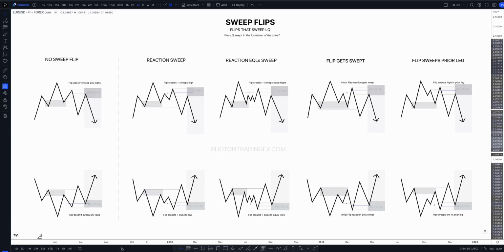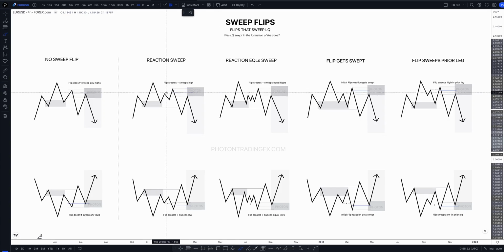Alrighty, so now we are simply going to look at flip zones that also sweep liquidity. It's the exact same concept, exact same theory of what we look for with the structure zones that sweep liquidity. We are simply looking for, did the flip sweep liquidity in the creation of the zone? Did it grab some liquidity as it was being formed?